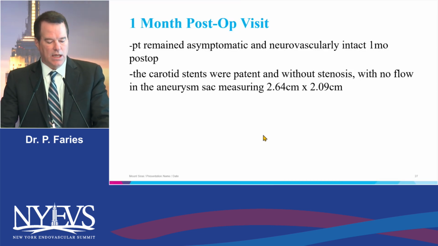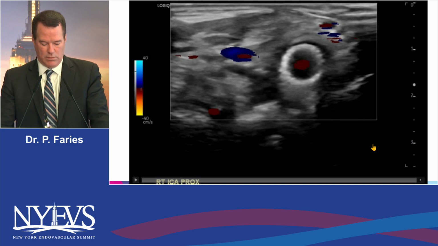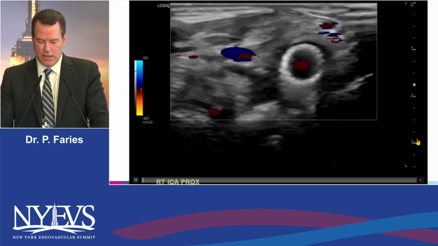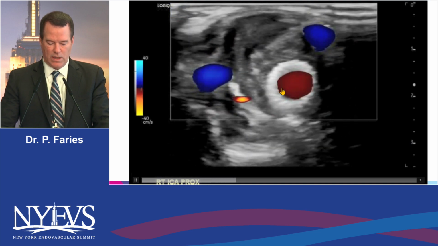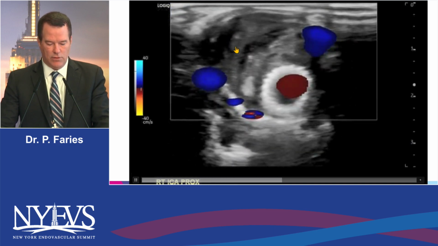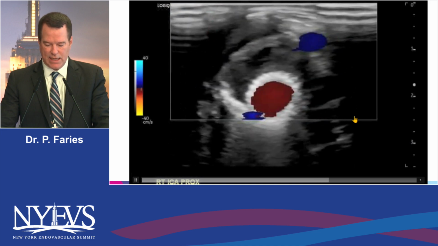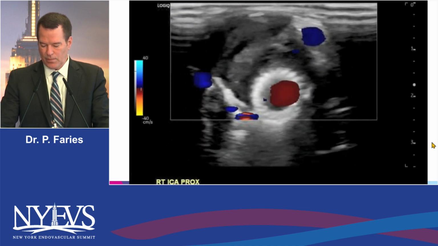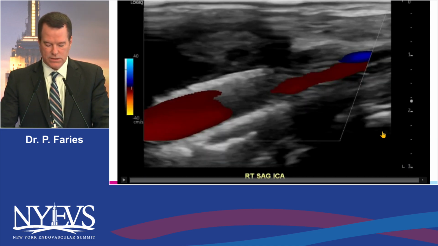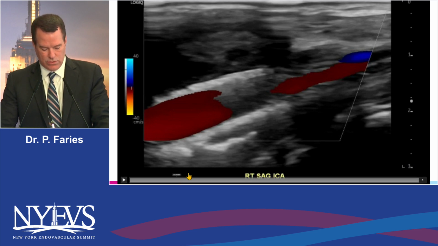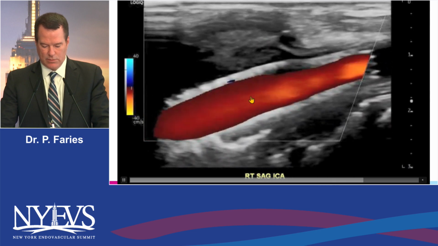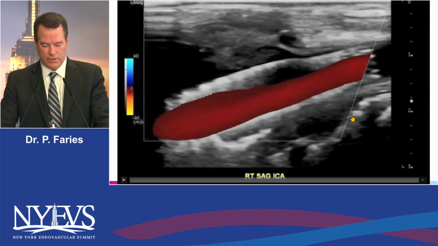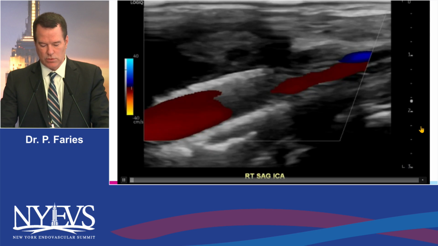But she came back and saw us at 1 month postoperatively, and this was her duplex exam. And again, good transverse imaging, excellent flow in a stent, no flow in the aneurysm sac external to the stent. And this is the longitudinal imaging. Again, here's her stent. You can make out the borders of that. Good flow and no flow in the excluded aneurysmal component.